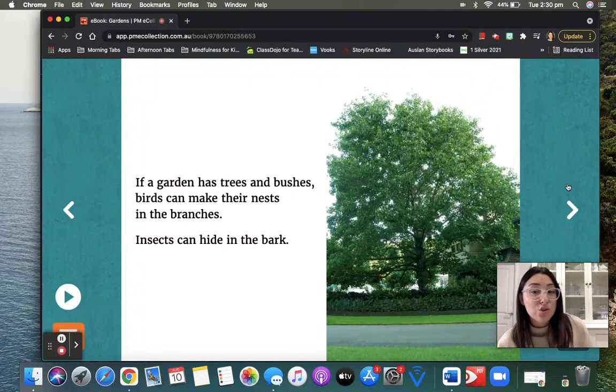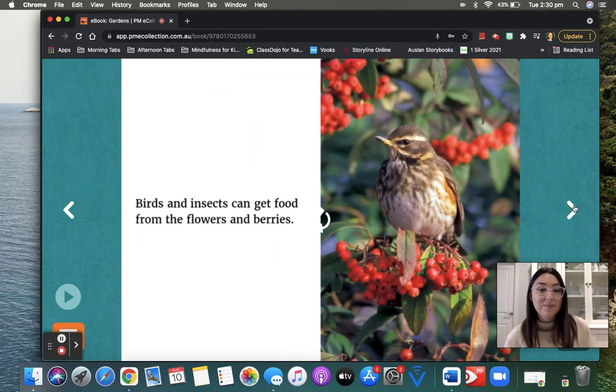If a garden has trees and bushes, birds can make their nests in the branches. Insects hide in the bark. Wow, are you learning lots? Not only is this persuading me to make sure that I plant lots of trees in my garden, it's also teaching me. Birds and insects can get food from the flowers and berries. Are you learning things too?